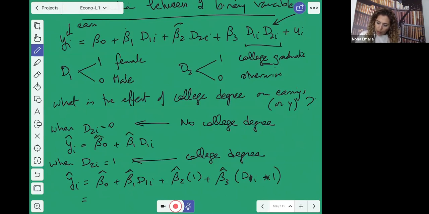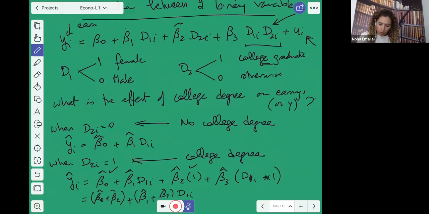I didn't add the hat here because I have an error term. So this is the main model, the population regression model before the estimation. Now let's combine them. I have a constant here and a constant here. So my new constant would be beta naught plus beta 2, right? My new slope would be beta hat 1 plus beta hat 3 times D1i. Okay, so this is the regression for college degree.